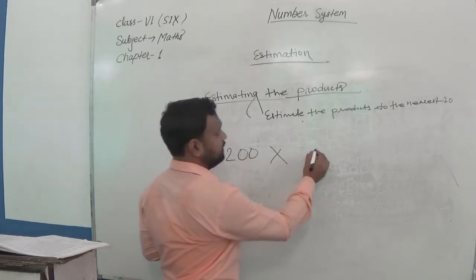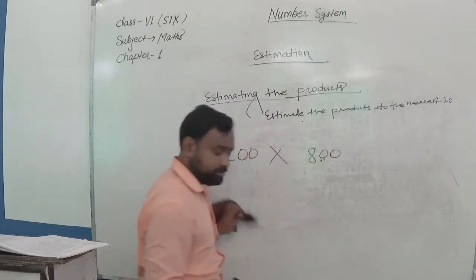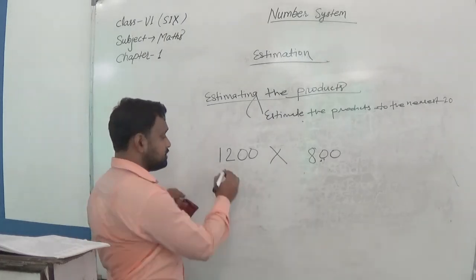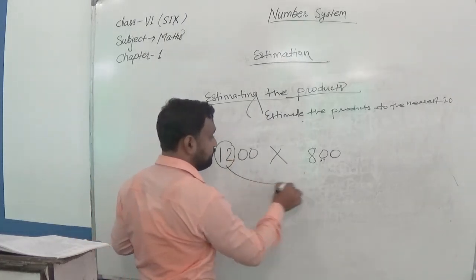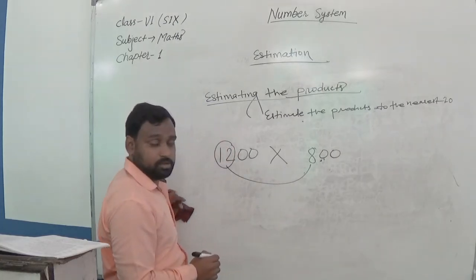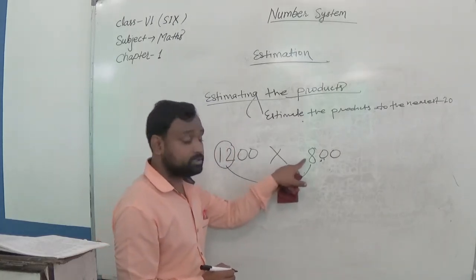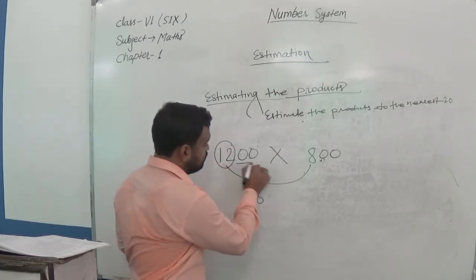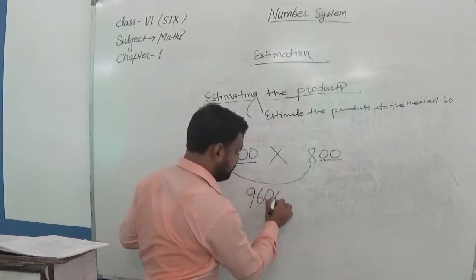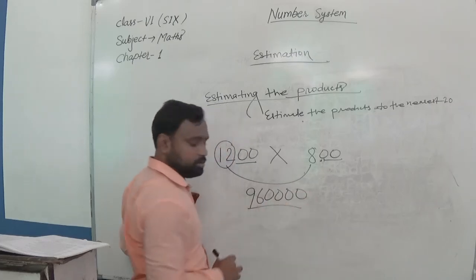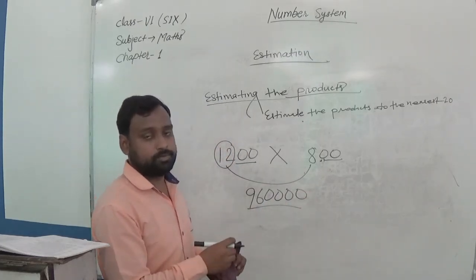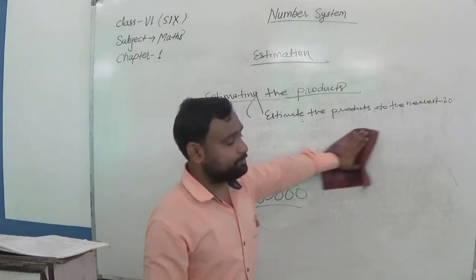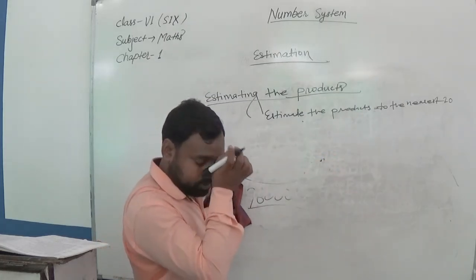Suppose we have 1200 multiply 800. In that case we have to multiply 12 with 8. It is 96. Then 2 and 2, 4 zeros. Put 4 zeros. You should keep this thing in mind. In this way you can estimate the products.